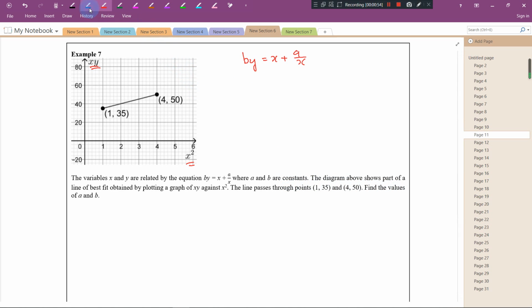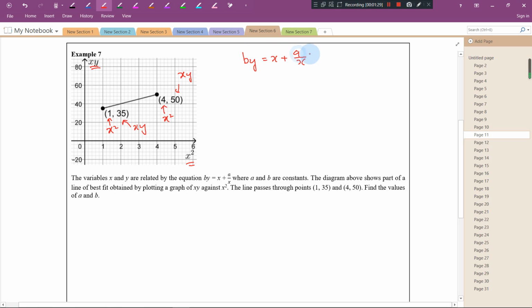One thing you have to be careful about. This is xy against x squared. The value here is not x but x squared. The value here is not y but xy. Same thing here. So this is x squared and this is xy. Since we know our axes are xy against x squared, now we know how to reduce it.